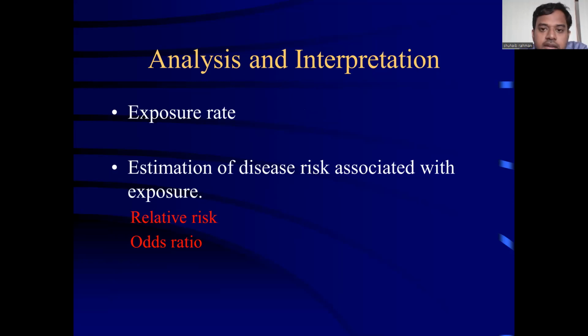Then comes the analysis and interpretation. It's a little difficult portion. So now if you do a case control study, you are going to get a contingency table, and you are going to measure 3 main things in a case control study. One is exposure rate. The other one is the estimation of your risk, that is relative risk and odds ratio. Relative risk is difficult to get in a case control study, but as an alternate, you can take odds ratio.